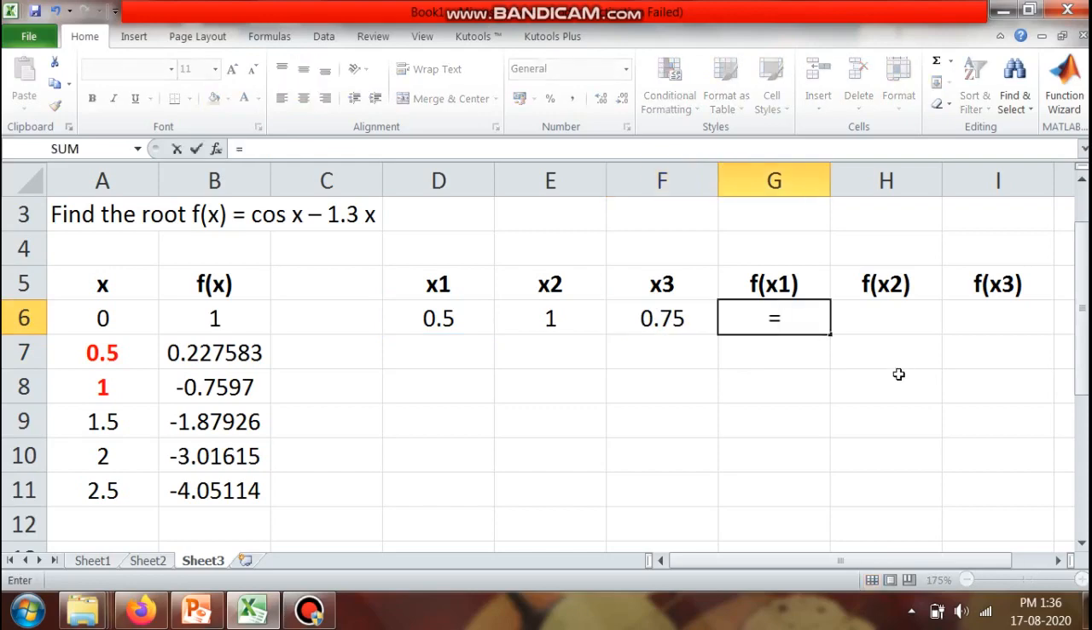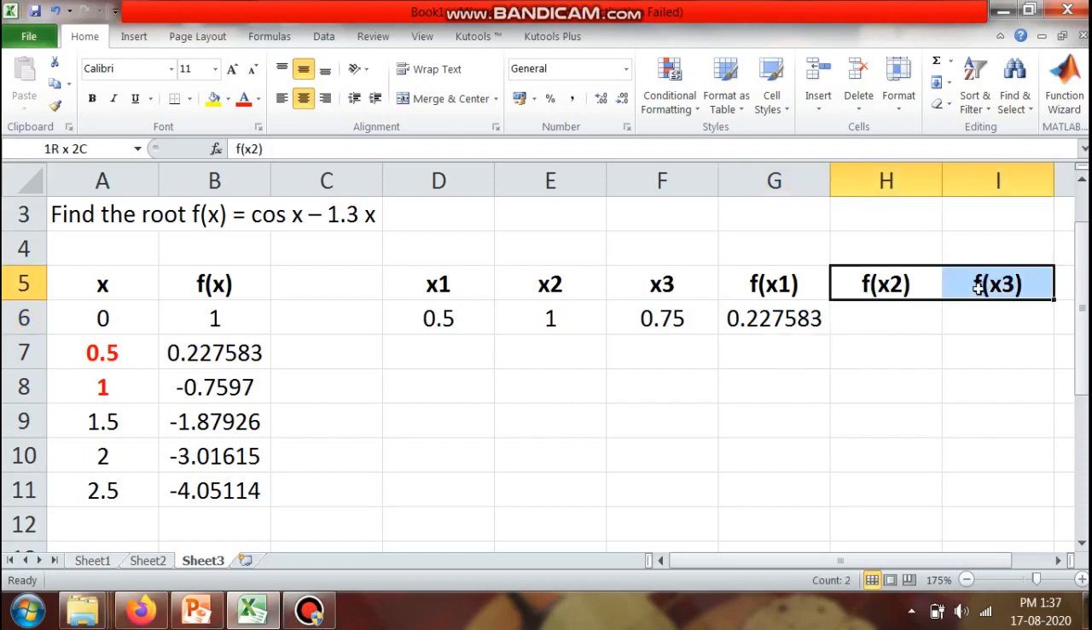Now to find the value of f of x1, again we will type cos, bracket, 0.5, that is D6, bracket complete, minus 1.3 into again the value of D6, and then you can press enter. So you get the value of f of x1, which is 0.227583.